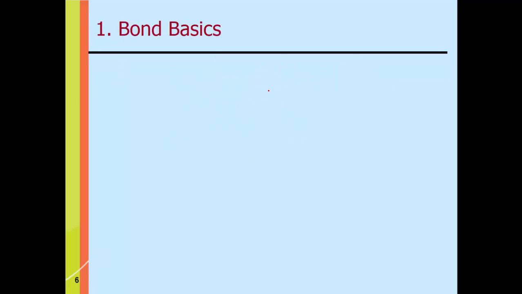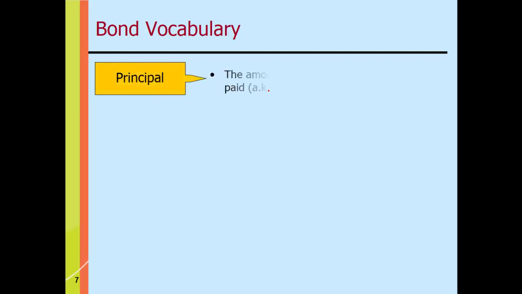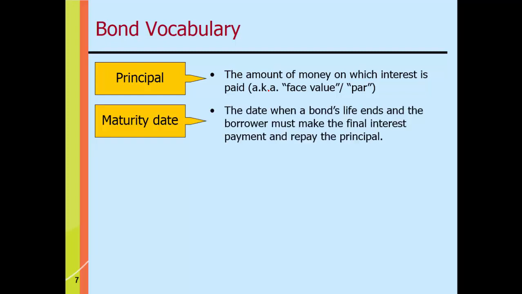Now before we go to bond valuation problems, we need to make sure we are familiar with how bonds operate. So let's start with some bond vocabulary. First off, the principal amount of the bond is the amount of money on which interest is paid. It's also known as the face value or the par, and it's also the amount the bond investor gets back when the bond matures. Maturity date: the bond ends, and the borrower, the issuer of the bond, makes the final interest payment and repays the principal or face value.